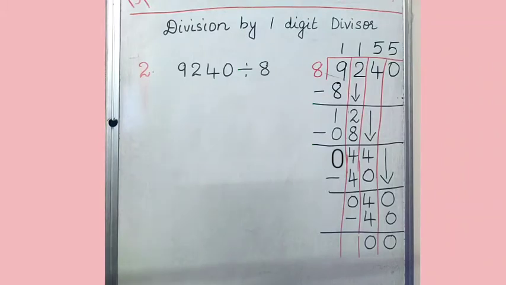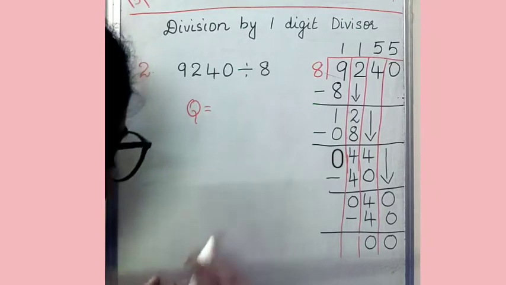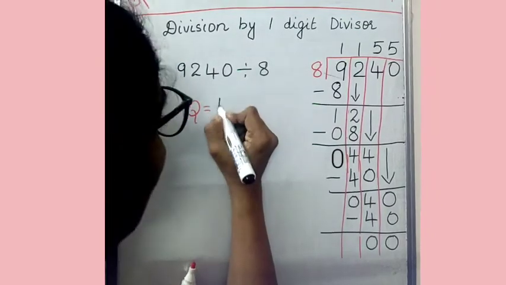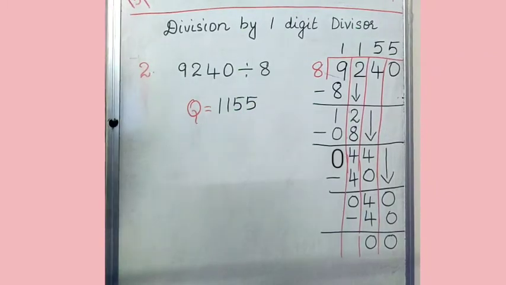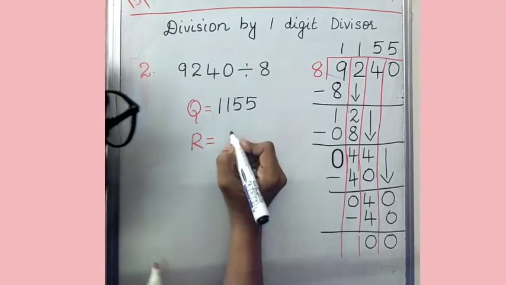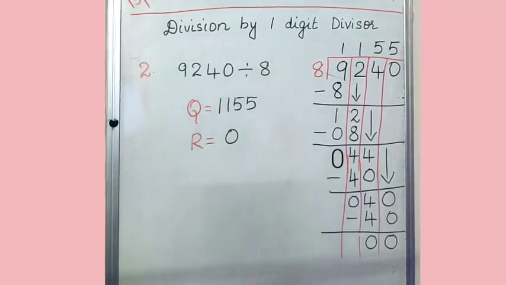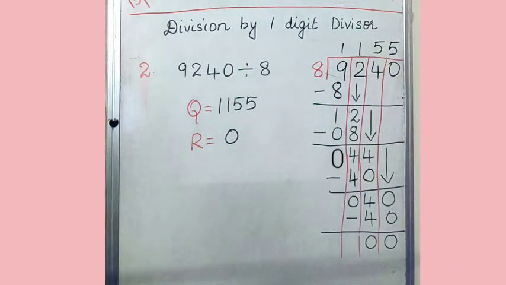1155. Quotient equal to 1155 and remainder equal to 0. Don't do it in the point method. We have to write down exactly the quotient and the remainder. So, do not do it in the point method. Okay, that you will study in the 5th standard.